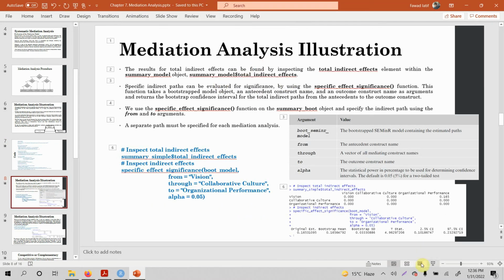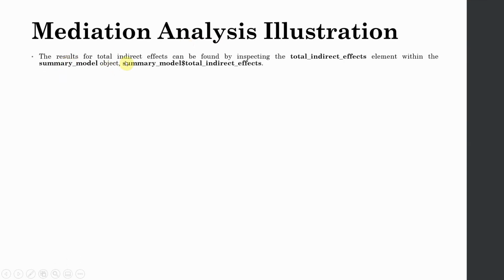So this is the illustration. Let's briefly discuss this. Now the results of total indirect effects can be found by inspecting the total indirect effects element within the summary_model object, summary_model, and total indirect effects. Now the first step is to assess whether or not your indirect effects are significant or not.